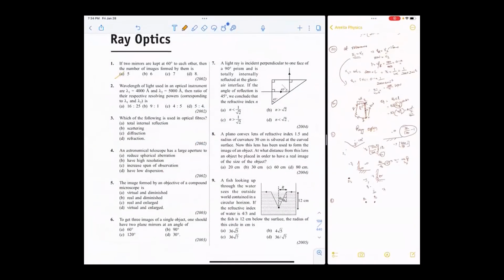So lambda P1 by P, resolving power R1 by R2, or power, whatever you want to call it. So lambda 2 by lambda 1 is 5:4.